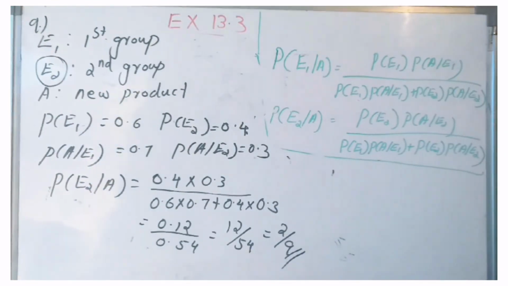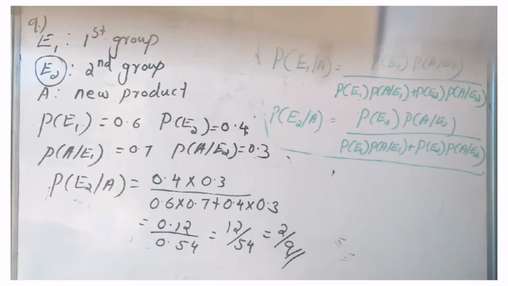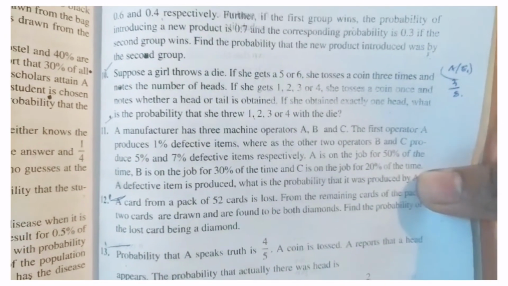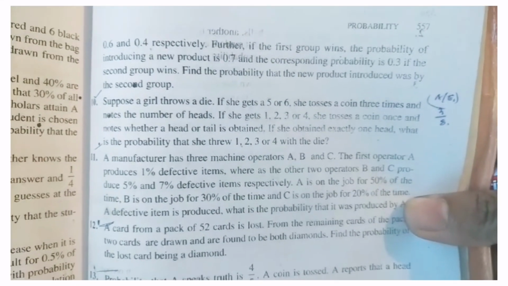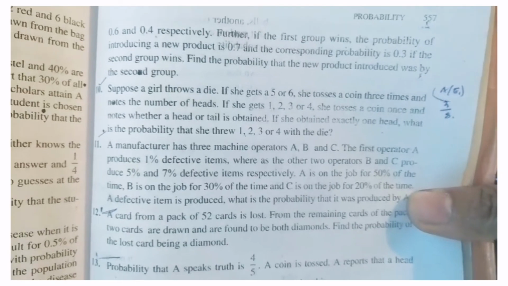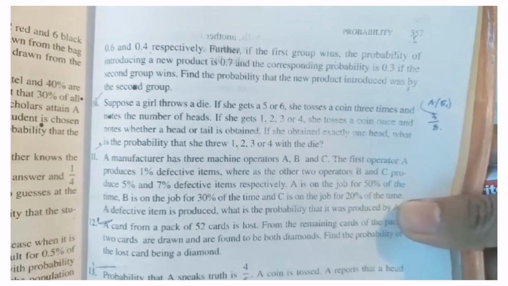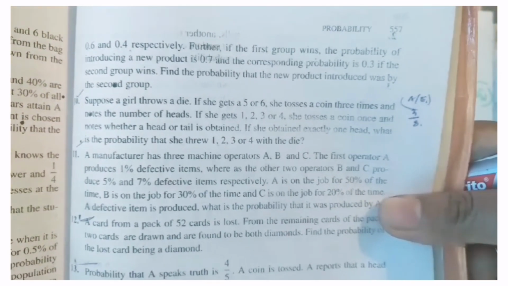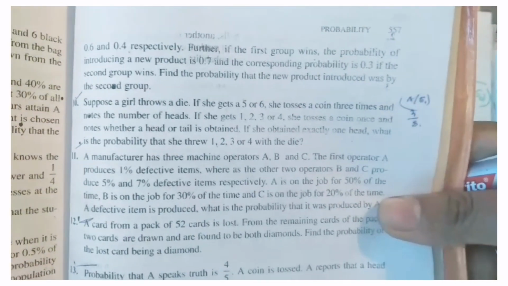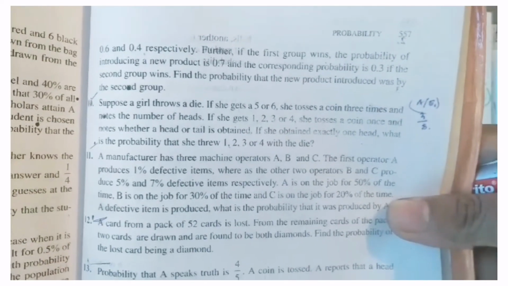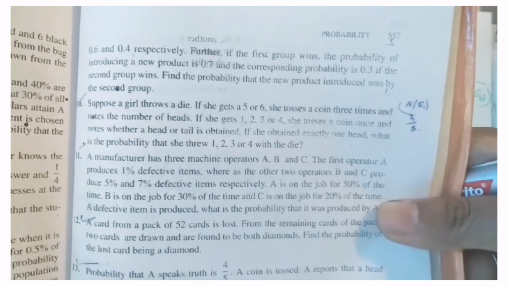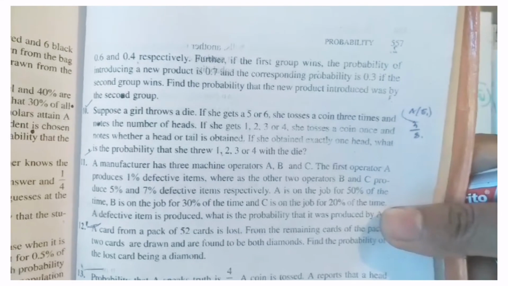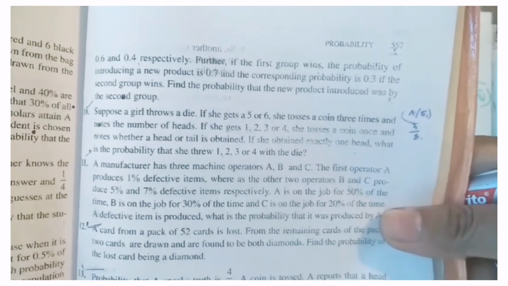Now 10th question. Suppose a girl throws a die. If she gets a 5 or 6, she tosses a coin 3 times and notes the number of heads. If she gets 1, 2, 3 or 4, she tosses a coin once and notes whether a head or tail is obtained. If she obtained exactly one head, what is the probability that she threw 1, 2, 3 or 4 with the die?